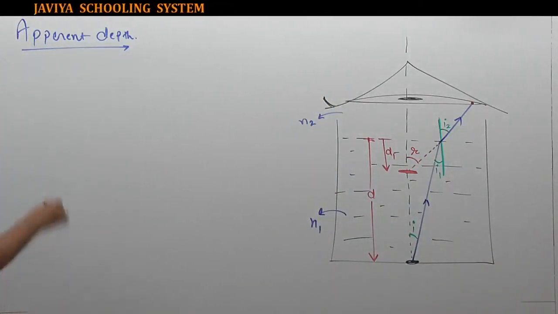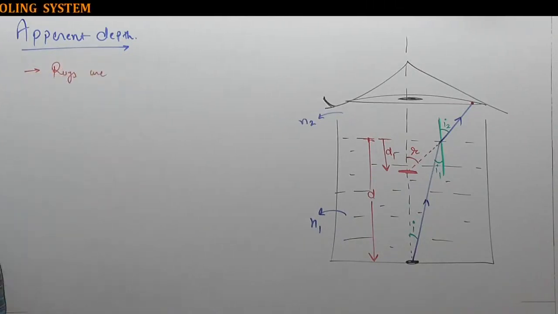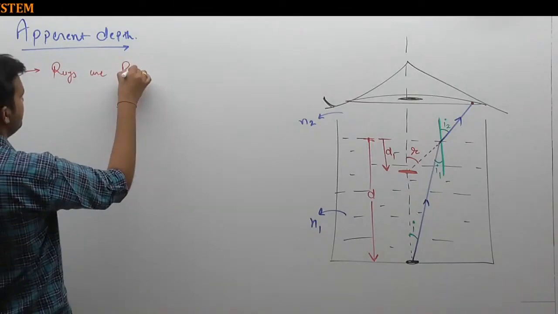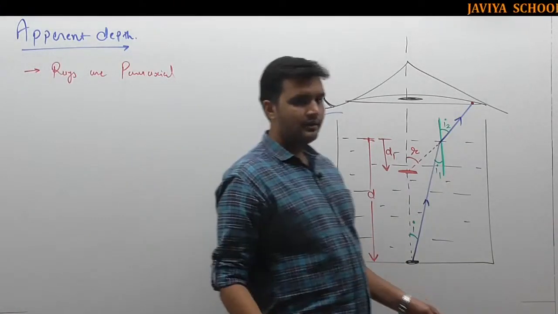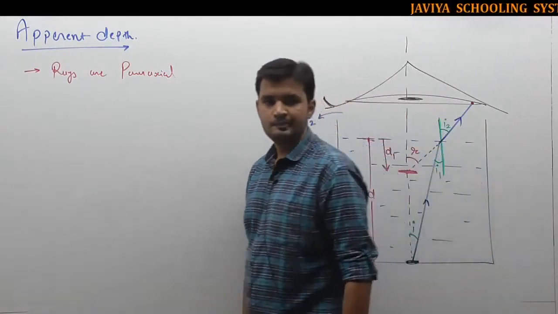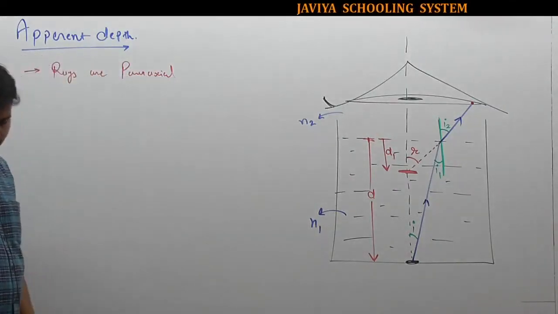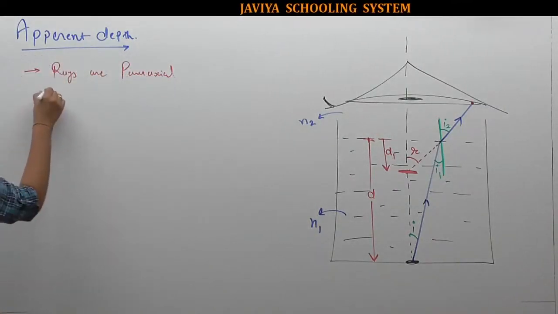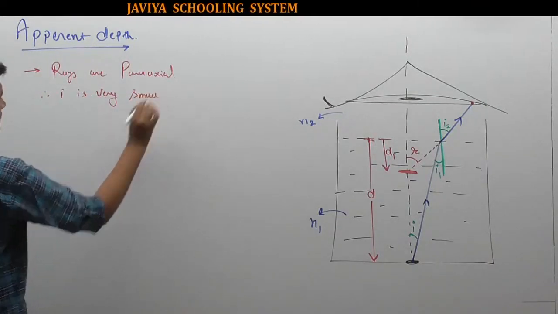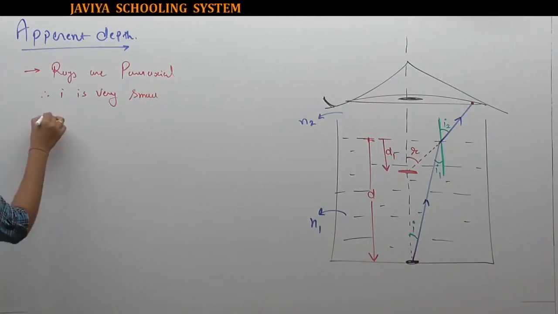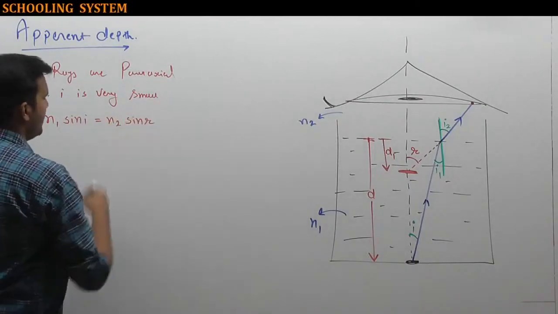So here we will make some assumptions. Rays are paraxial. I told you what is paraxial. These are not marginal rays, they are paraxial rays. Number 2, therefore angle I is very small. So what can I write? N1 sin I is equal to N2 sin R. I need the relation.